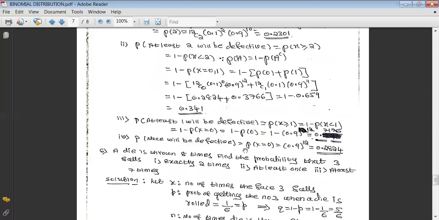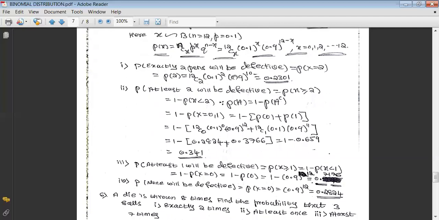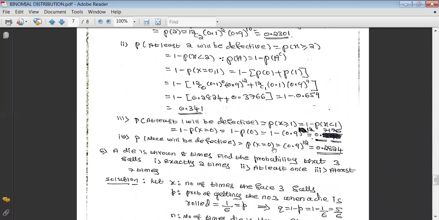0.7176. None will be defective means no defective means the variable should take the value x equal to 0. Once you take x equal to 0 here, it will give 0.9 raised to 12. That will be this.